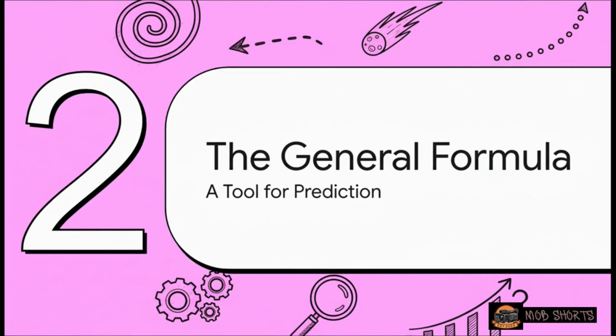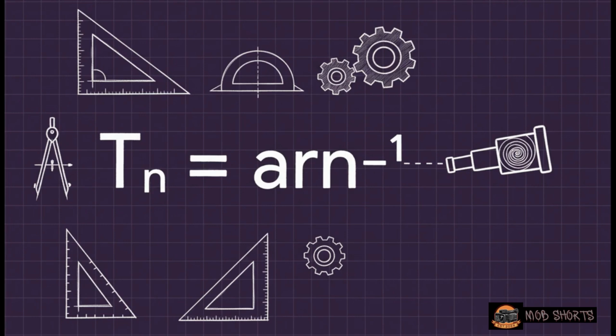Okay, now that we've totally nailed the constant ratio, we can get to the best part, the general formula. Think of this as a time machine. It's a tool that lets us jump way into the future of a sequence without having to calculate every single step to get there. And here it is. T sub n equals a times r to the power of n minus 1.